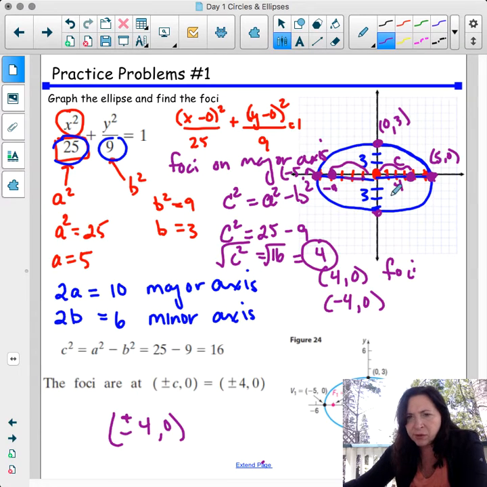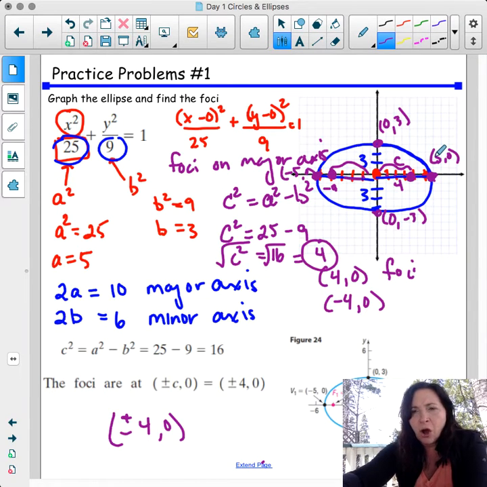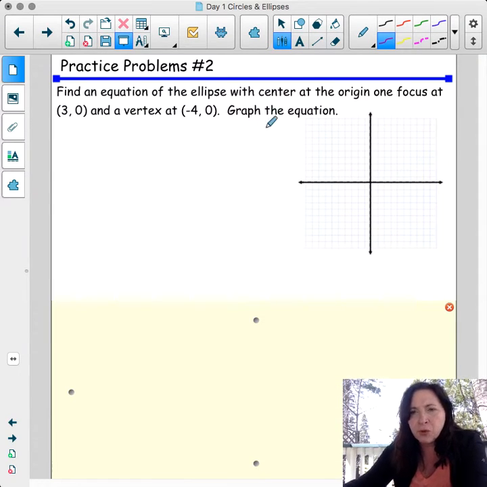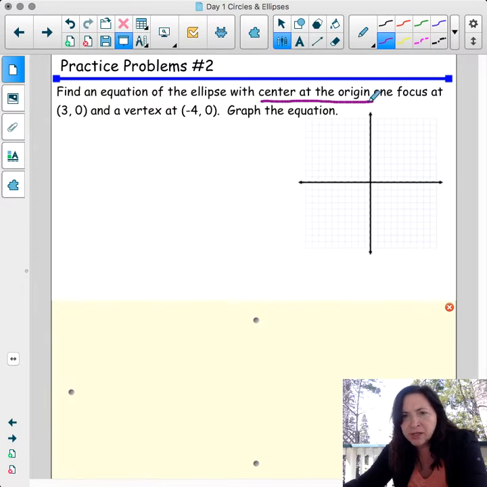0, 3 is a vertex, and 0, negative 3 is another vertex. So these are my vertex points. But usually when they're talking about this, remember, your foci are always on your major axis. So I always encourage you to graph your equation. So when it says I have one focus point at 3, 0, this is important because it says my center is at my origin.